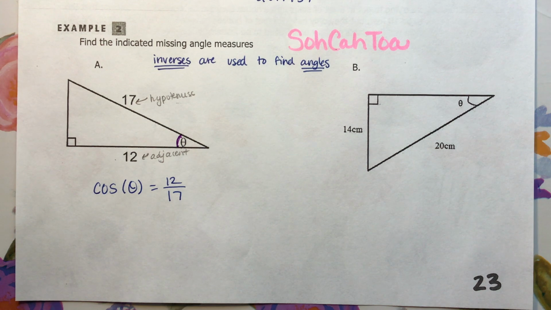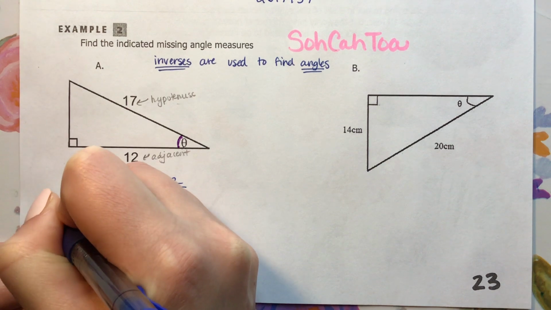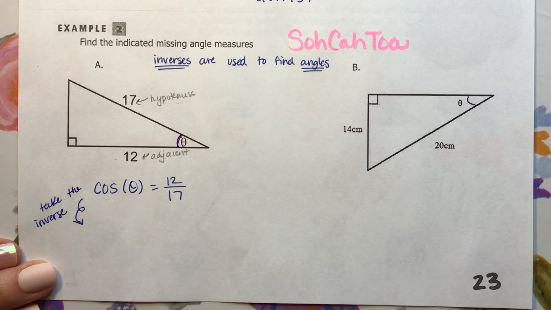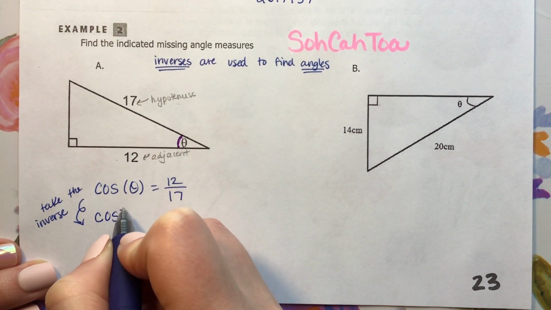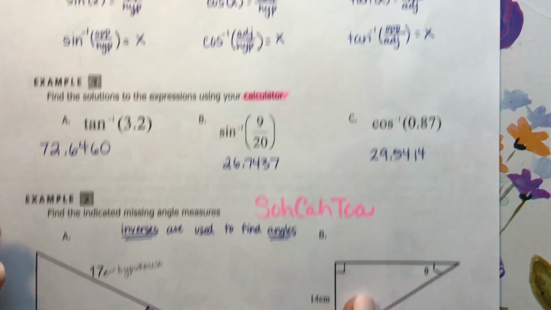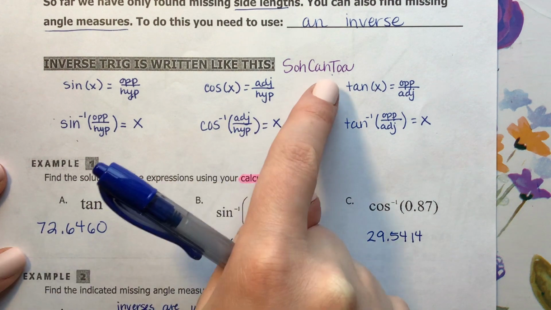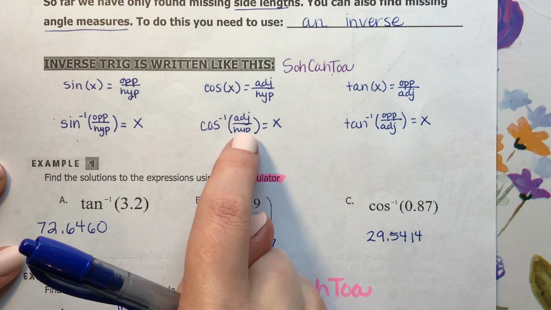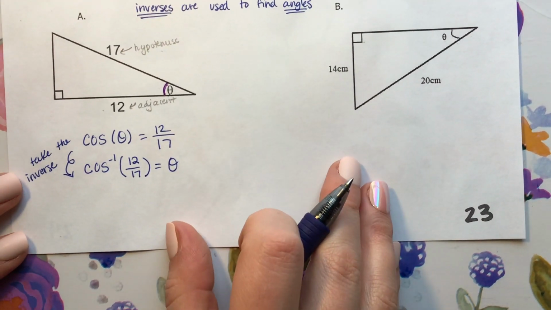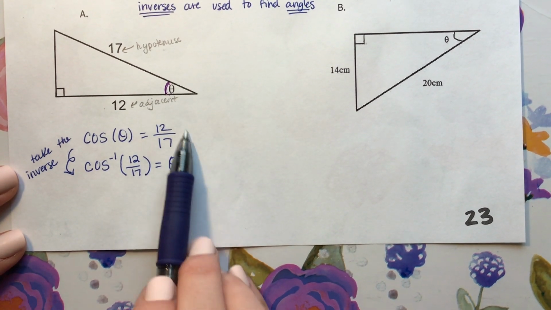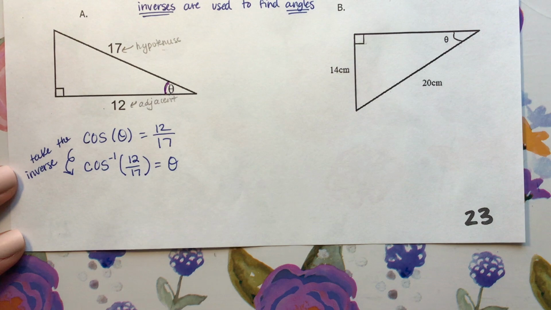Now that I'm at that point, I want to take the inverse. And that's how you're going to get your variable alone. So this is now becoming cosine^-1 of 12 over 17 is equal to theta. So notice up here when we were talking about how to write our inverse trig, what was on the outside and inside swapped places. Well, that's happening down here as well. The theta is now on the opposite side, and the 12 over 17 is now within the function.